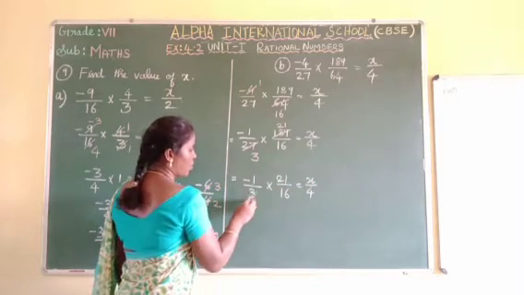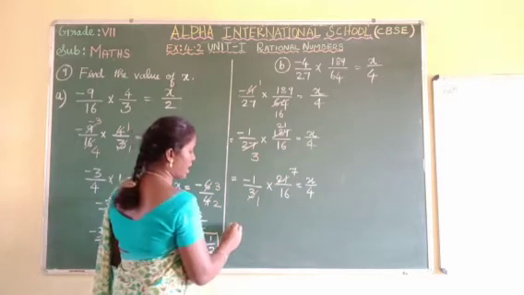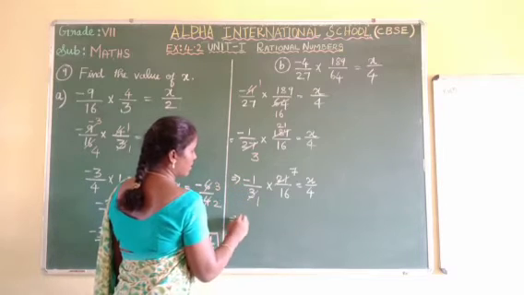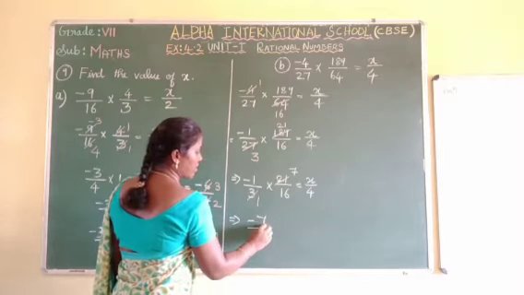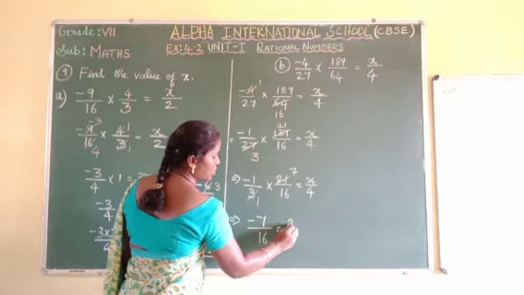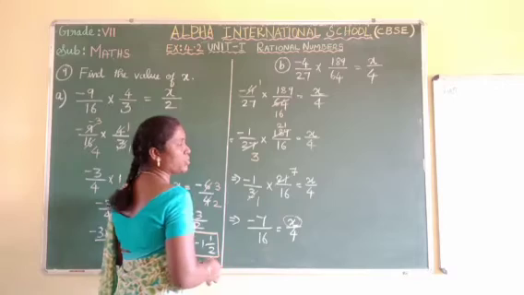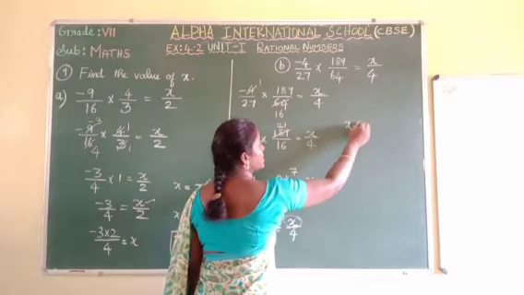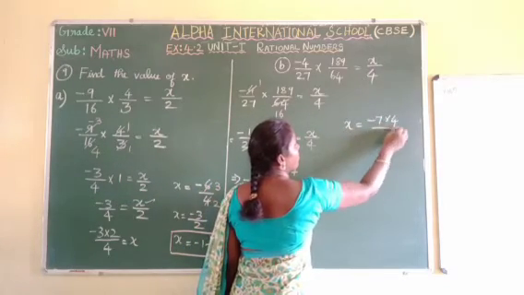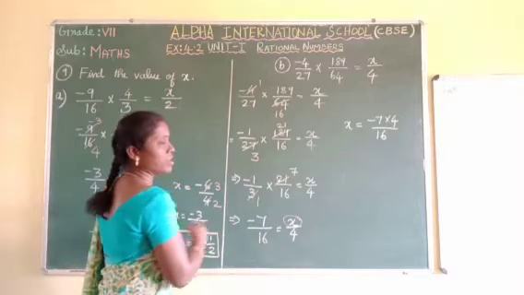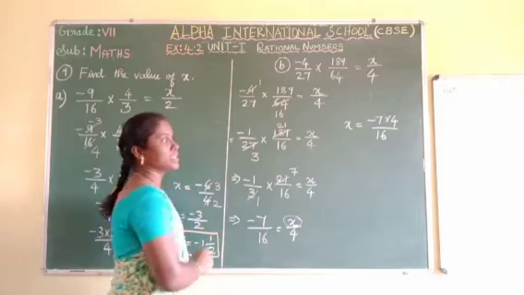Now again simplify. 1 3 is 3. 7 3s are 21. So if I multiply this, minus 1 into 7, minus into plus is minus. So minus 7 by 1 into 16 is 16, equal to x by 4. We need to find the value of x only. So rearrange the equation for x. So we got x is equal to 4 into minus 7 by 16. 4 goes here, so multiply with the numerator. So we got x is equal to minus 7 into 4 by 16.